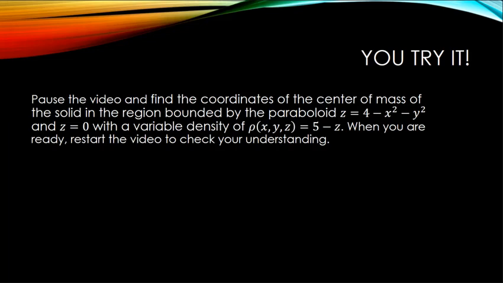Pause the video and find the coordinates of the center of mass of the solid in the region bounded by the paraboloid z is equal to 4 minus x squared minus y squared and z is equal to 0, with a variable density of rho of xyz is equal to 5 minus z. When you are ready, restart the video to check your understanding.